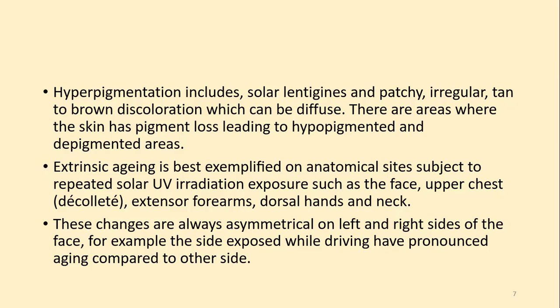Extrinsic aging is best seen in areas which are exposed to ultraviolet radiations like face, upper chest, décolleté, extensor forearms, dorsal hands, and neck. And these changes are always asymmetrical. So it is not necessary that both sides have the same findings of extrinsic aging.